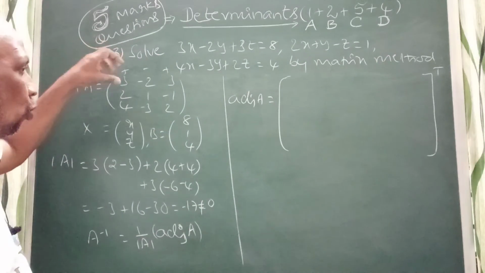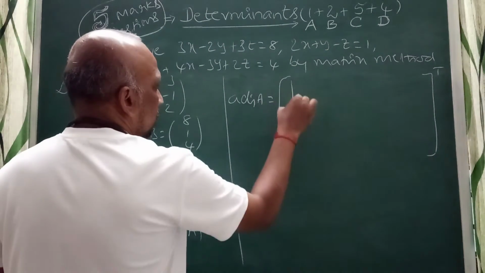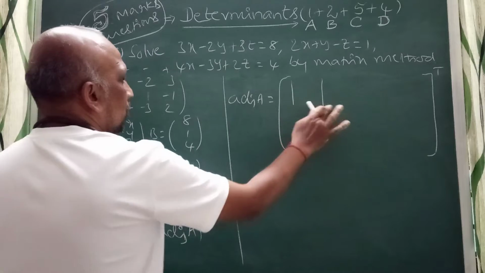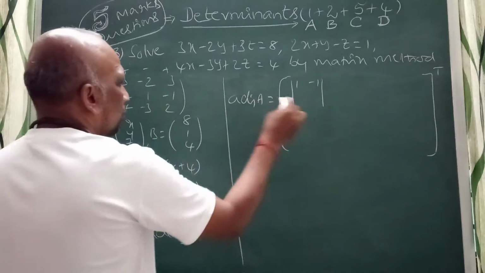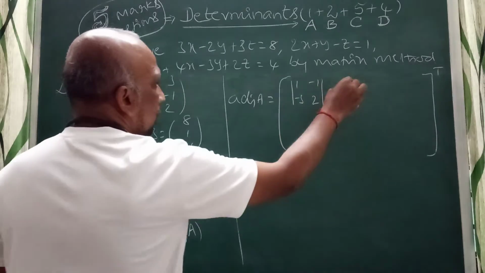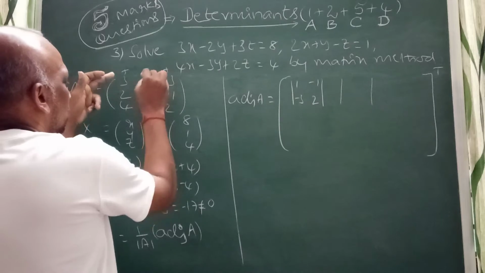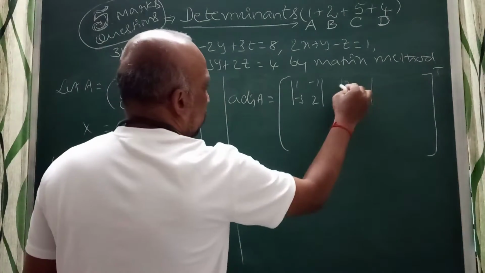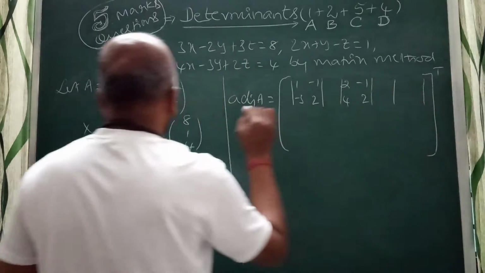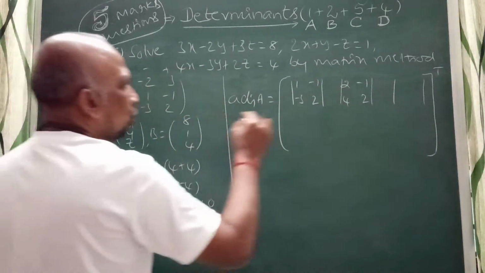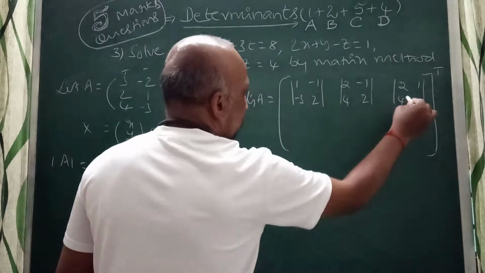Write every element as its cofactor. You write cofactor of 3, the determinant of this. Leave this row and this column: 1 minus 1, minus 3 2. Next, leave this row and this column: 2 minus 1, 4 2. And here, leave this row and this column: 2 1, 4 minus 3.